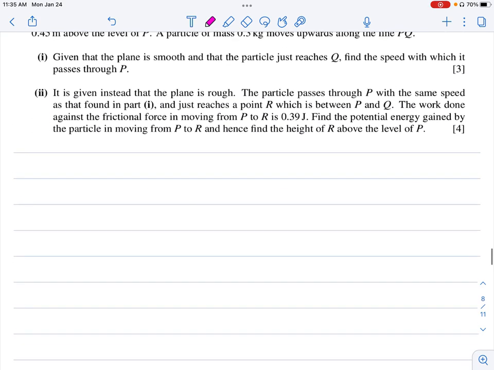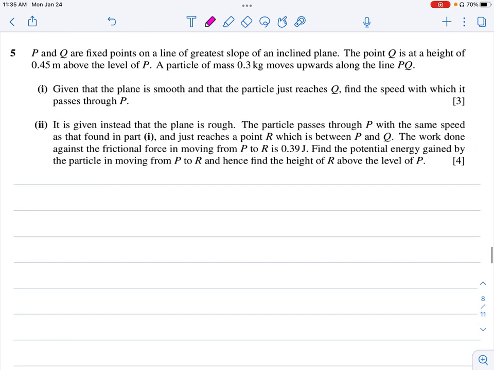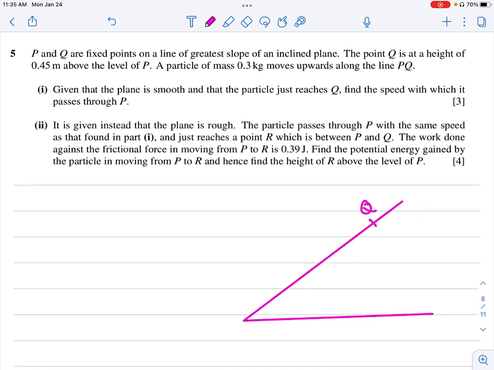Question number 5. P and Q are fixed points on a line of greatest slope of an inclined plane. So there is an inclined plane. Q is at a height of 0.45 meters above P. So point Q is over here, point P is over here. The height is 0.45, so immediately I'm going to draw a height. So this height is 0.45.